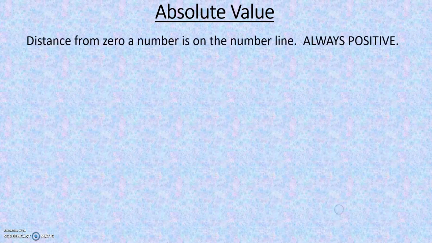Absolute value. The absolute value is the distance from 0 a number is on the number line. It is always positive. It is a distance, so it's positive. Absolute value is denoted or written with vertical lines around the number.